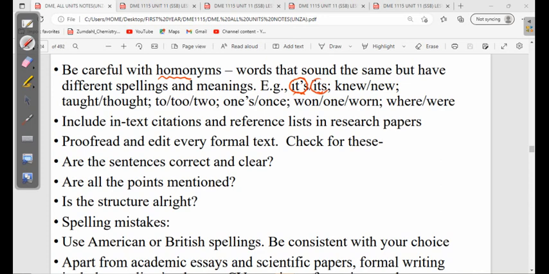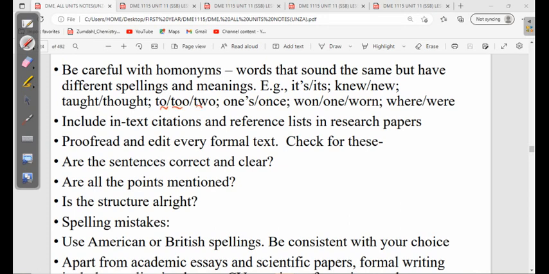Even if the pronunciation is the same, they might sound the same. We need to be very careful because they have different meanings. Where and wear. So how do you get to differentiate? And two, to, too. Ones and once. One. So be very careful when using these homonyms.